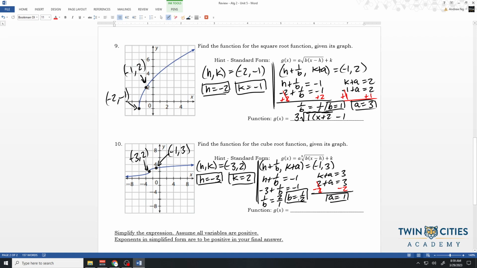Now I've got a, b, h, and k. Plug them in. g of x equals 1 times the cube root of, b is 1/2, quantity x minus negative 3, so we'll do x plus 3. And then on the very outside, plus k, which is 2.